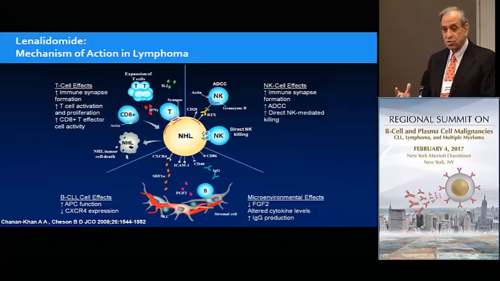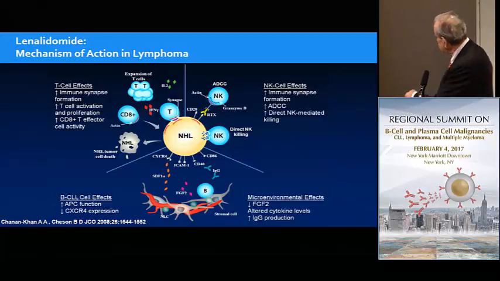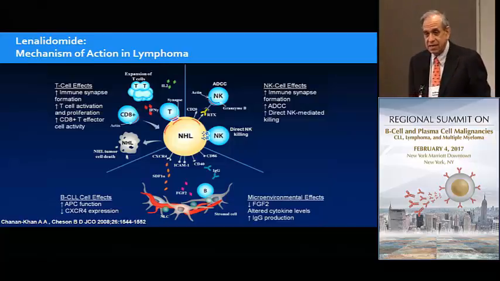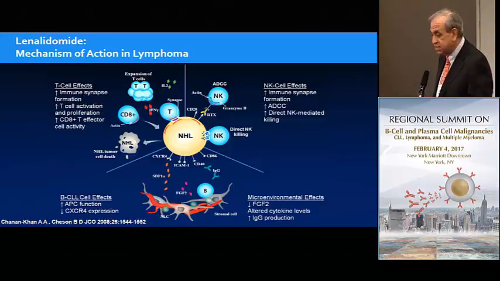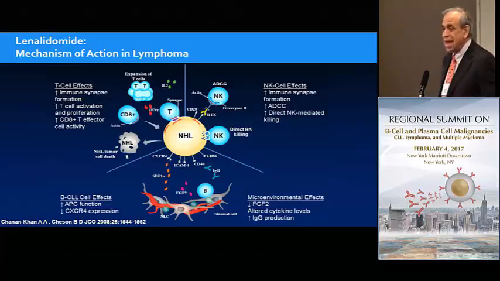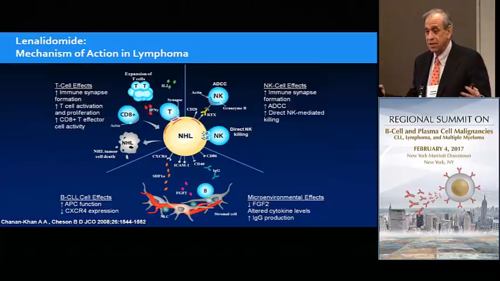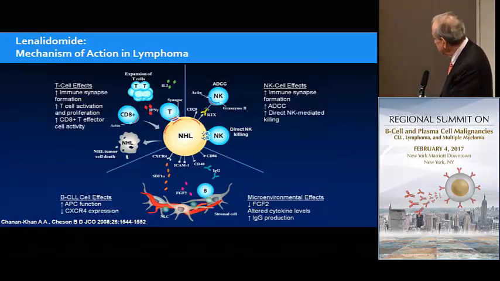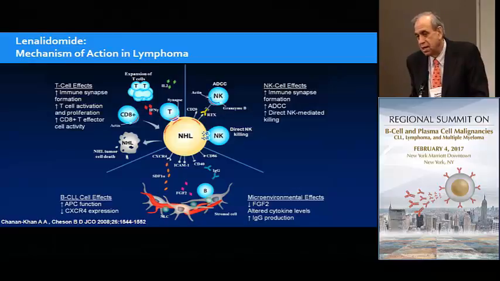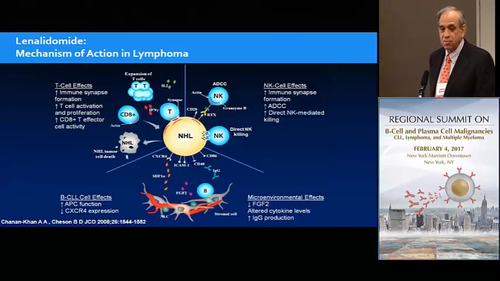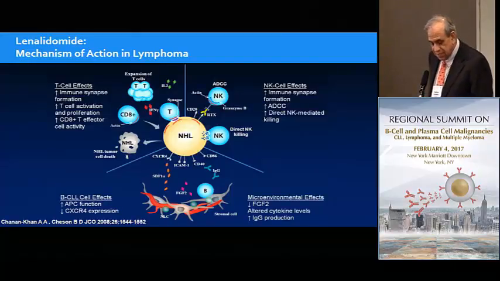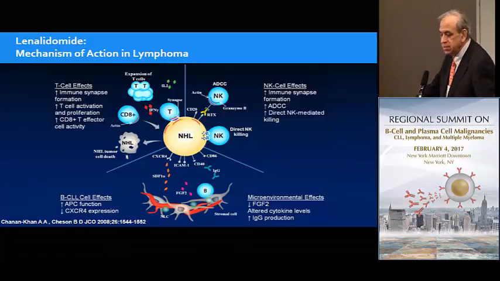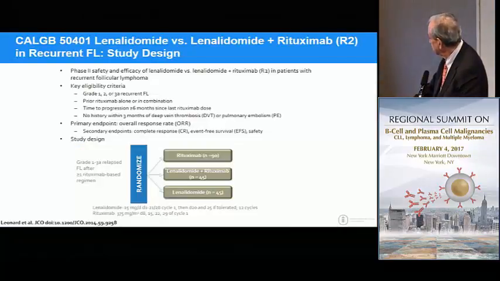And what does that do? Well, it will modulate NK activity and dramatically enhance antibody-mediated cell cytotoxicity. It enhances direct killing by NK cells. It dramatically improves killing by T cells by repairing the immune synapse. There are some microenvironment changes. We don't know how important they are in the lymphomas. It's probably the major mechanism of action in myeloma. And there are direct effects on the tumor cell, though probably less important in the indolent lymphomas.